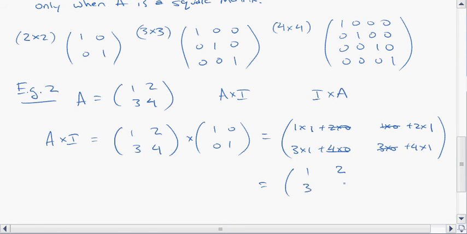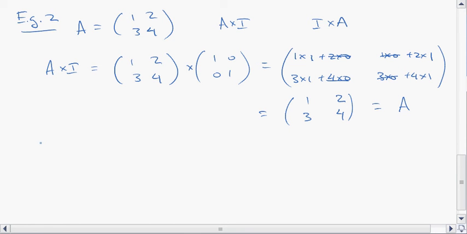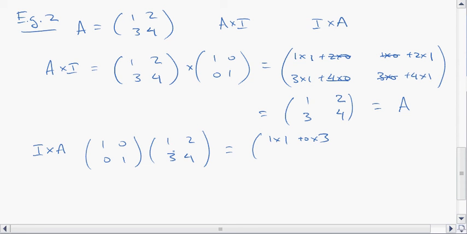I times A is 1, 0, 0, 1 times A, 1, 2, 3, 4. So this is going to be equal to, let's see, 1 times 1 plus 0 times 3, and 1 times 2 plus 0 times 4. Row 2, column 1 is 0 times 1 plus 1 times 3. Row 2, column 2 is 0 times 2 plus 1 times 4.